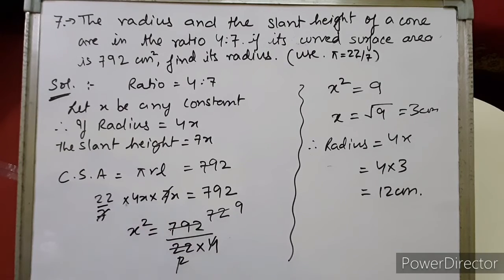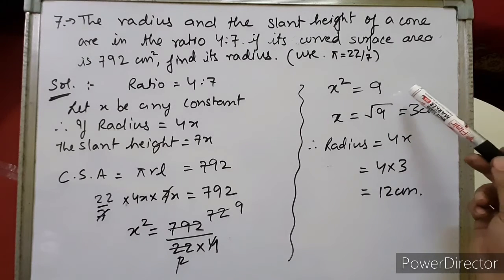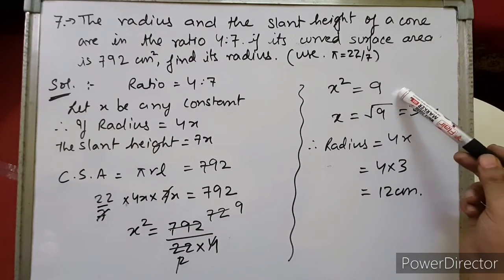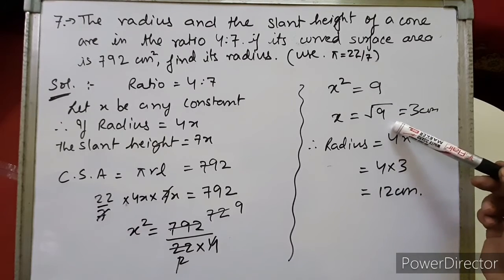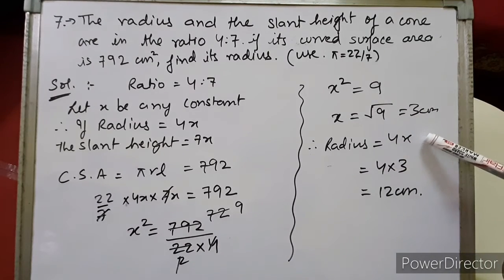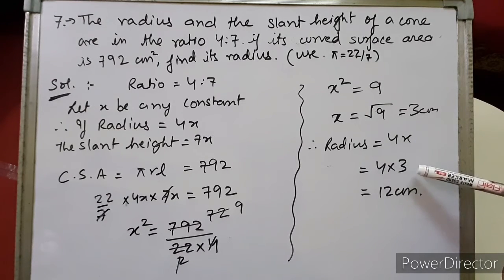So this 7 and 7 will get cancelled. So x into x will be x square, and this 22 into 4 will get cross multiplied. So 11 7s are 77 to the 22, and 4 8s are 32... the value of x square obtained is 9. Taking square root on both sides, the value of x will be under root 9, or 3. So radius is 4x. So 4 into 3 will be 12 centimeters. Alright, please note down.